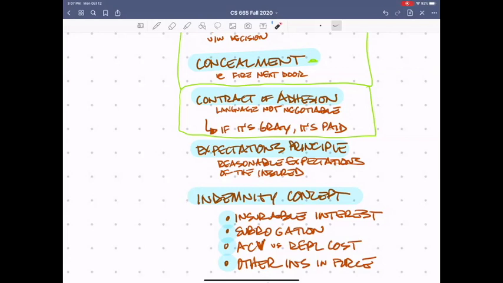There's also this expectations principle that essentially says that if it's reasonable for the insured to expect coverage for this thing, whatever it is, even if the policy specifically says it's not covered, there's a very good chance that a judge would say, it's covered, if it's reasonable to expect that coverage would exist. So having these contracts be contracts of adhesion really benefits the insured.